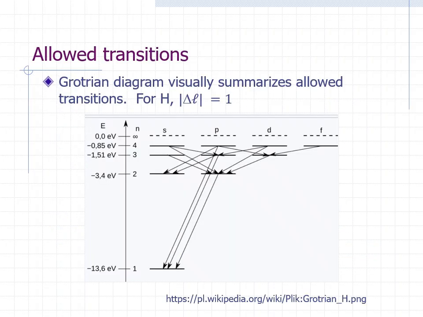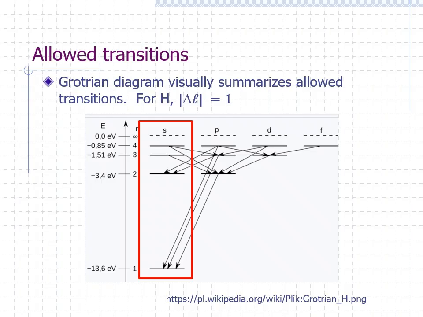A Grotrian diagram gives us a visual summary of the allowed transitions for an atom. The arrows connect pairs of quantum states for which optical transitions are allowed. A Grotrian diagram is an energy level diagram where each quantum state is represented by horizontal lines, as shown in the example here. This example graphically summarizes the selection rule that the absolute value of delta l equals 1 for optical transitions in hydrogen. Note that there are no arrows between s orbitals.